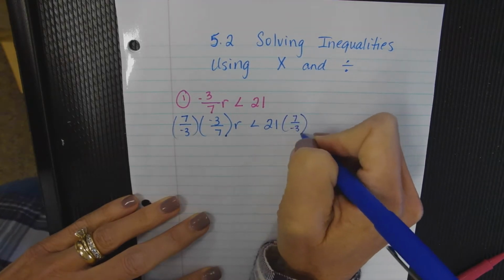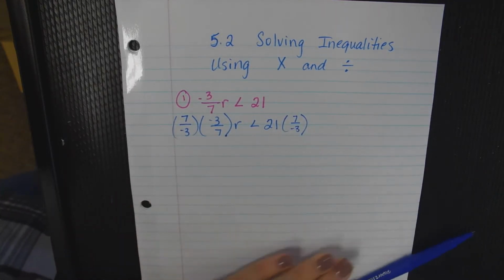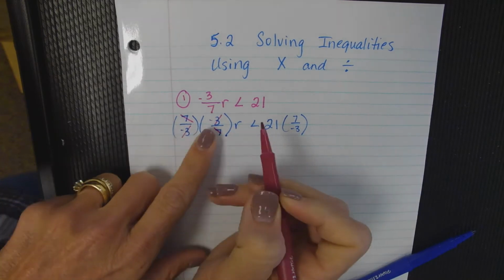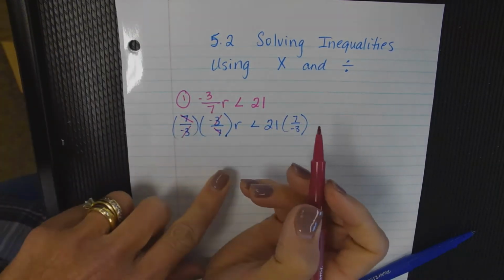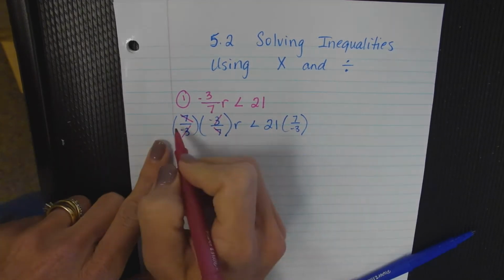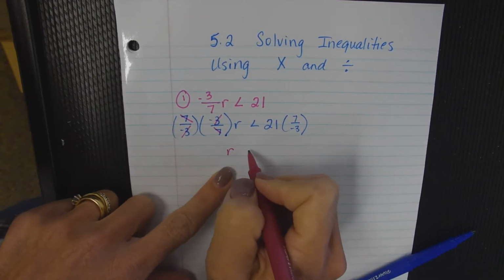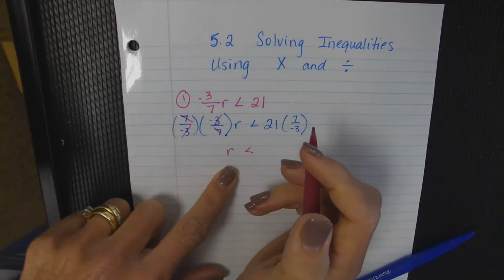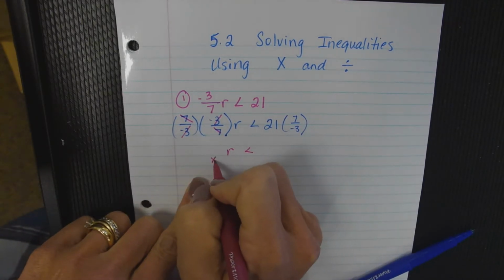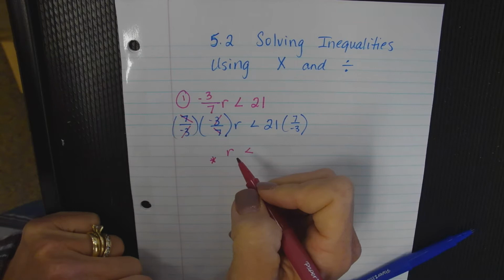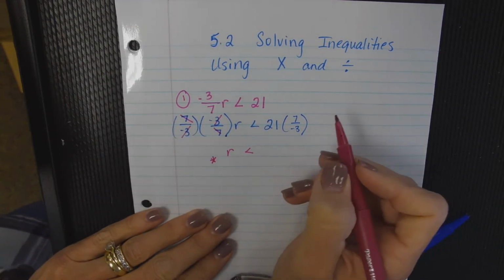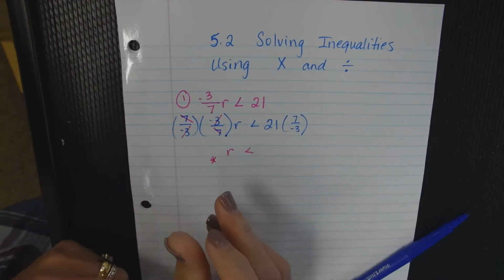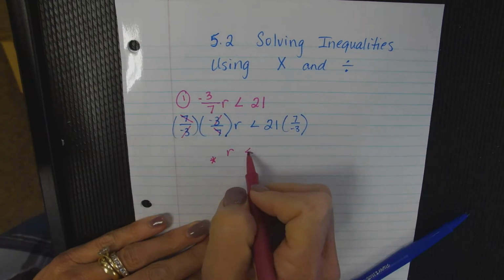So we have this here. The whole point of doing this step is for this to cancel. When you have a fraction here, you multiply by the reciprocal. What you do on one side, you do on the other. So this whole thing is gone, and you're left with r, less than. Now, here's where the star comes in. When you multiply or divide by a negative number, you're going to change this symbol.